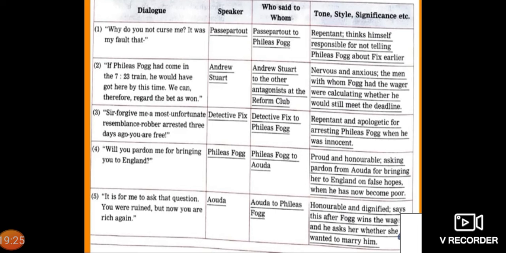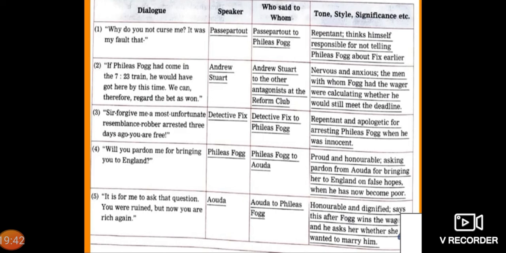See the dialogue. Why do you not curse me? It was my fault. So the speaker is Passepartout. Who said to whom? Passepartout to Phileas Fogg. Tone, style, significance: repentant, he thinks himself responsible for not telling Phileas Fogg about Fix earlier.